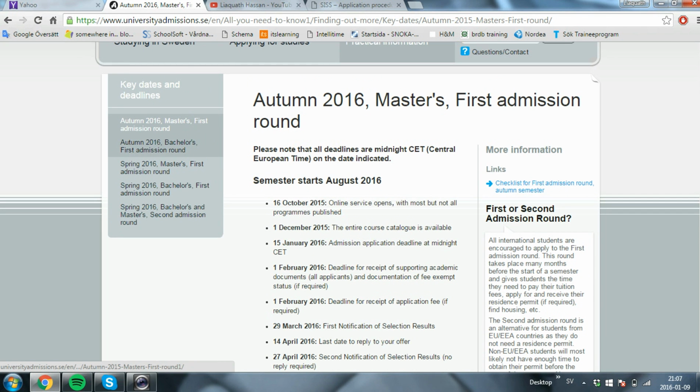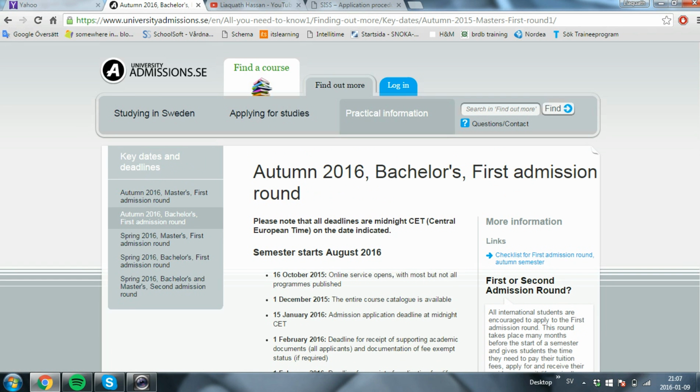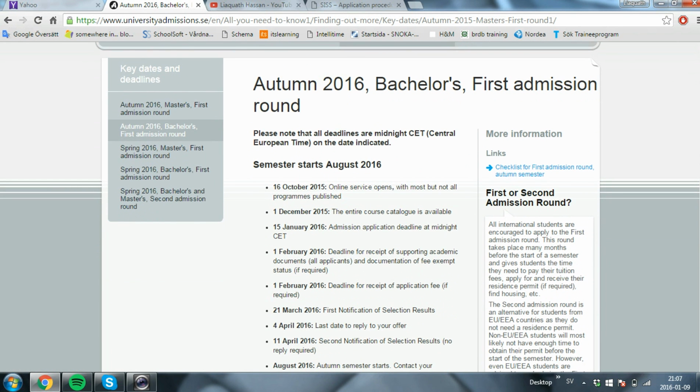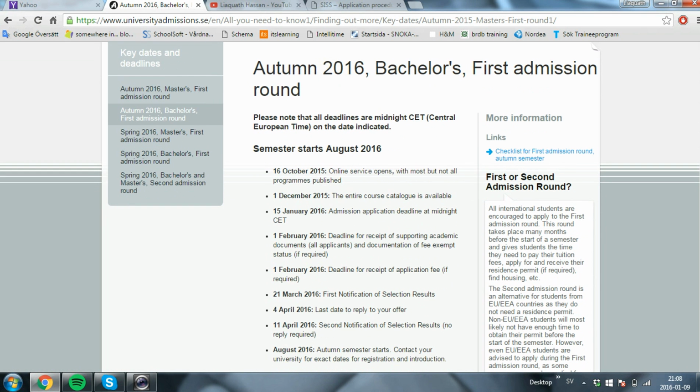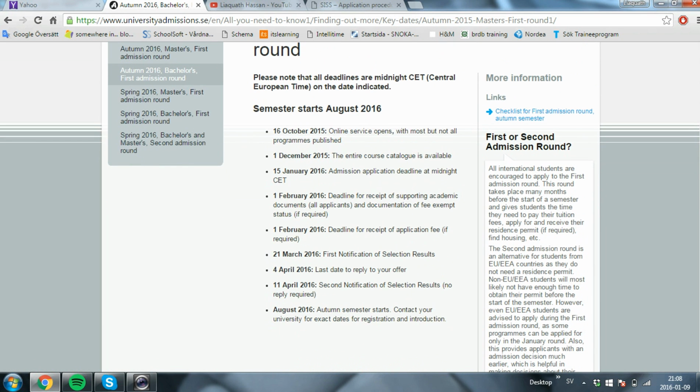Also for the bachelors, it's kind of the same, 15 January and 1st February, only the result publication is a bit different, I think. Let me see. But since this is the autumn semester and programs will start in the same university at the same time, the dates will be the same, I guess.